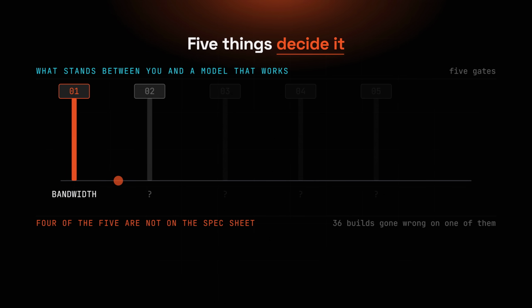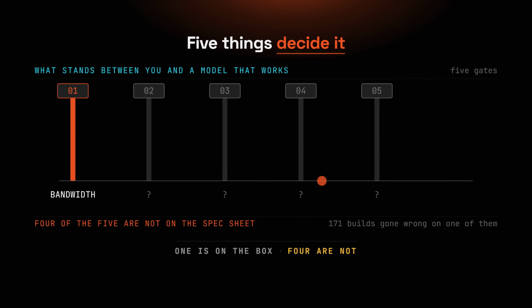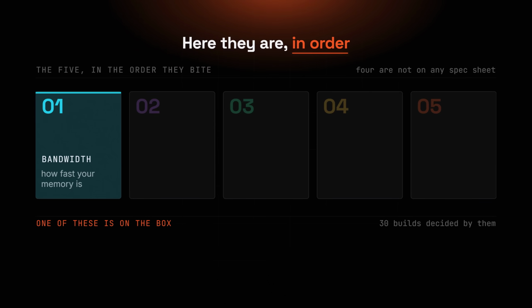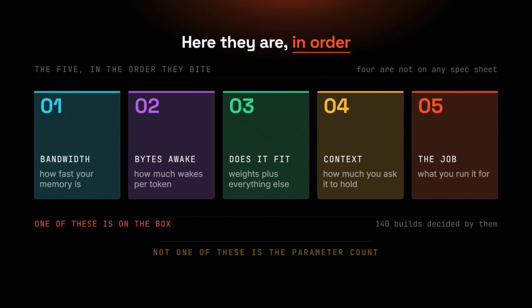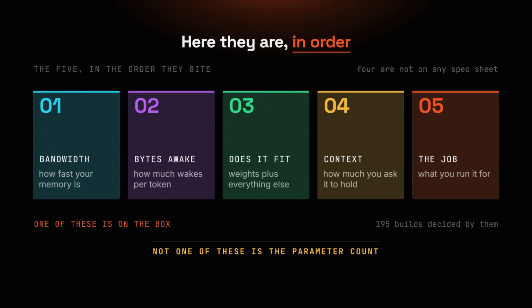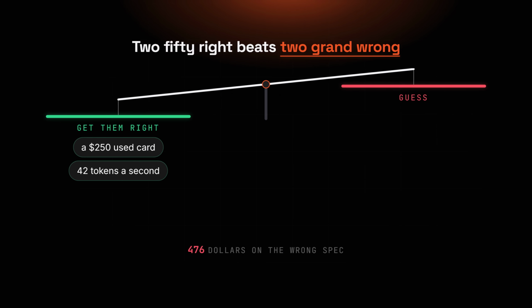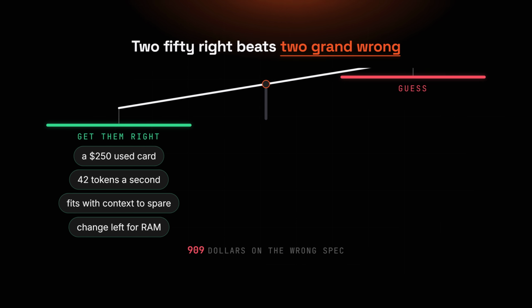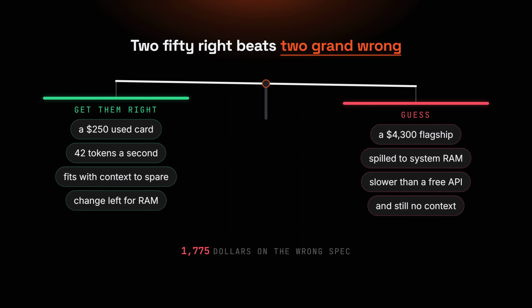5 things decide whether local AI works on your machine. 4 of them are not printed on the box you have been comparing. How fast your memory is, how many bytes get read per token, whether the thing fits, how much context you ask for, and what you are actually running it for. Get those right, and a $250 card beats a $4,000 one at your job. Get them wrong, and you spend $2,000 to run something worse than a free API.